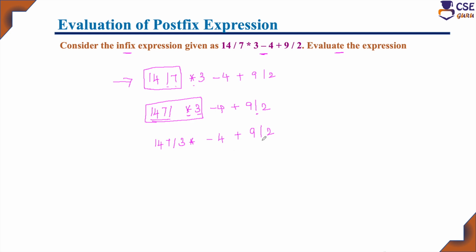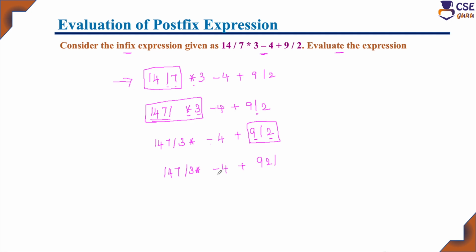Next preference is here: subtraction, addition and division operators are there. Among these three, division operator has higher precedence. So this is 14, 7 division 3 star minus 4 plus, first operand here is 9, second operand is 2. So 9 2 division you will get.